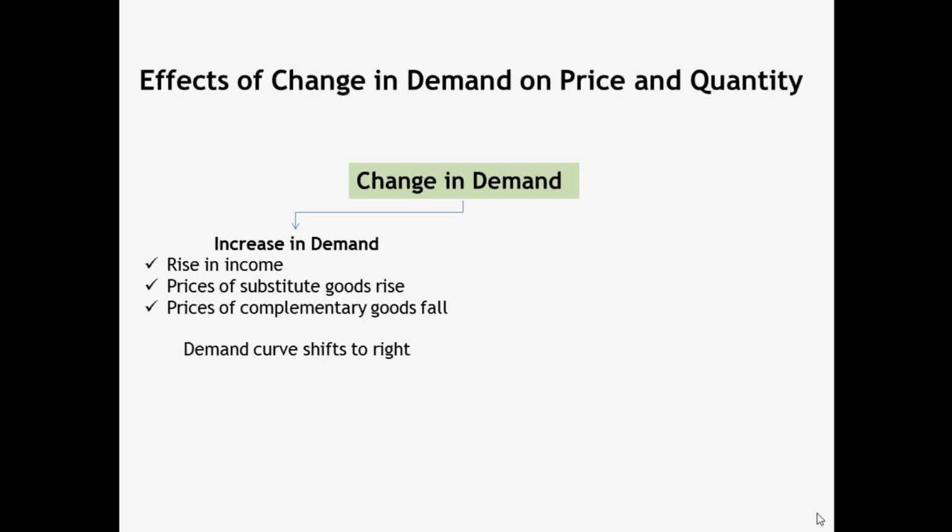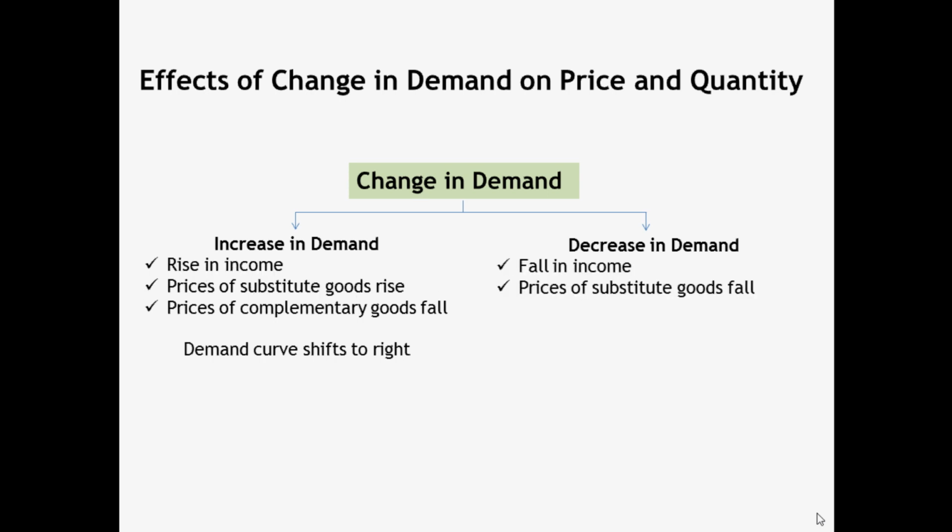And another type of change in demand is decrease in demand. When demand for a commodity falls due to the change in other determinants of demand at a given price, it is called decrease in demand. Some examples of change in other determinants of demand can be fall in income, fall in prices of substitute goods, rise in prices of complementary goods, etc. When there is a fall in demand, the demand curve shifts to the left.